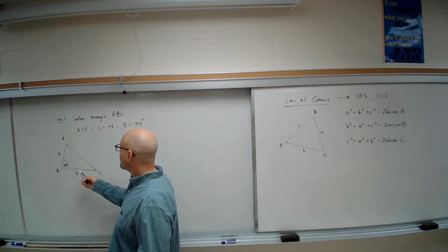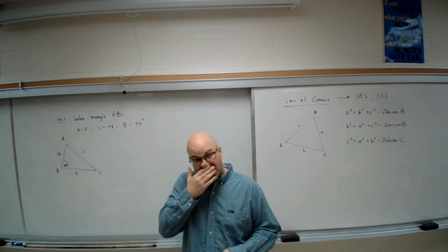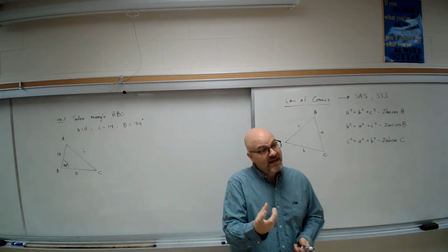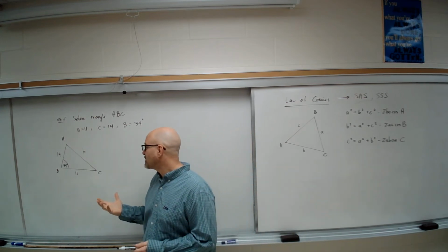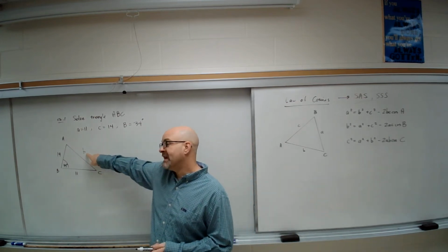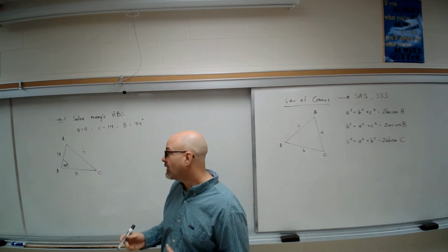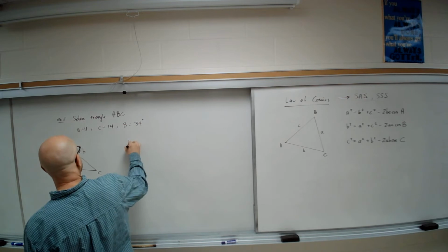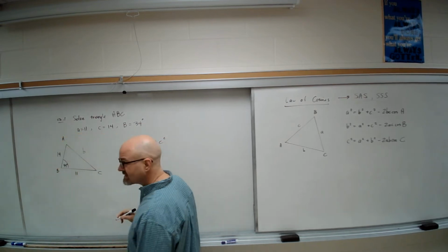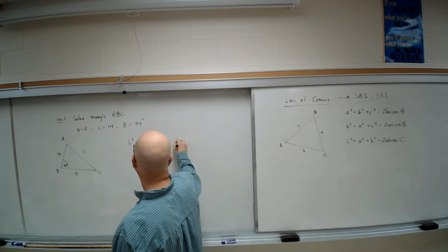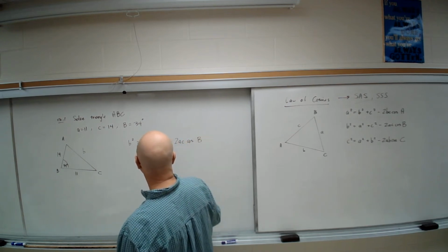We do know 2 of the sides, and this B is the unknown side. So if you know 2 of the sides, and you can't use the law of sines, we're going to have to use the law of cosines. B's the one we want to find, so we're going to use the version of the law of cosines that is b squared equals a squared plus c squared minus 2ac cosine b.